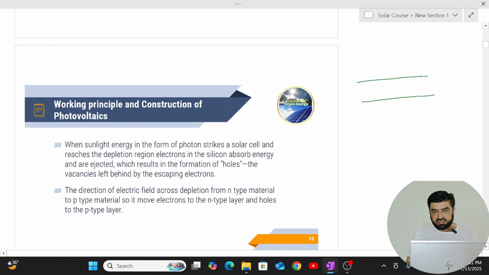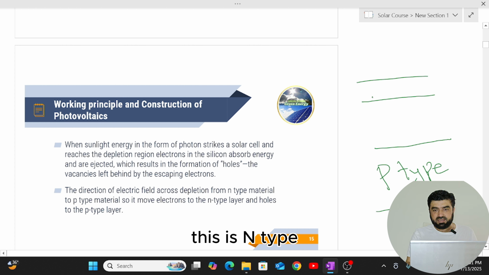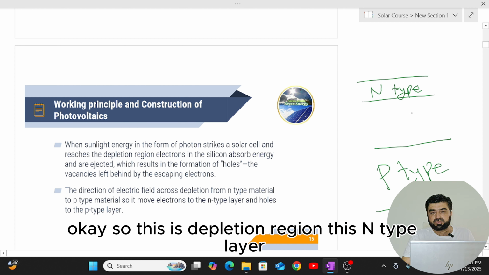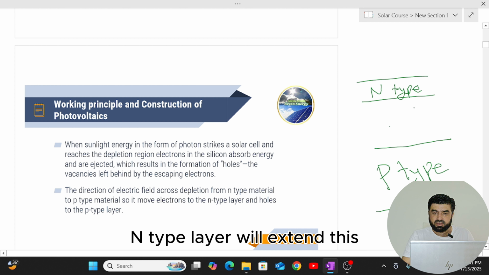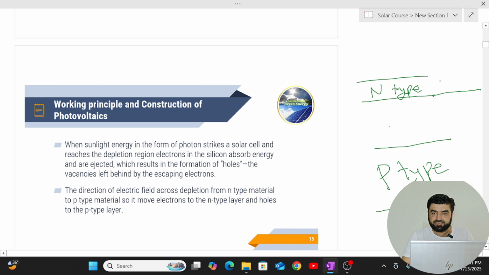For example, this is the N-type layer, this is the depletion region, and this is the P-type layer. This is P-type, this is N-type. So this is the depletion region. This N-type layer, we will extend this.